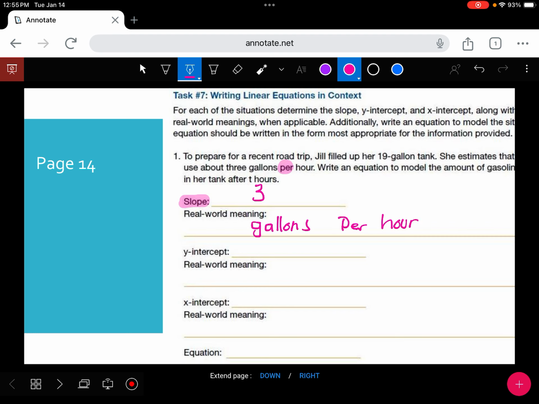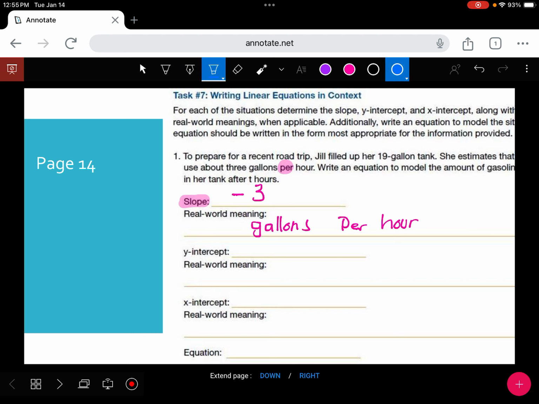Is she going to gain 3 gallons per hour, or is she losing 3 gallons per hour? Losing. She's using that. She's like spending it on miles. So is it going to be a positive 3 or is it going to be a negative 3? Negative. Because she loses 3 gallons per hour. So when it comes time to write an equation, that's going to be an important piece for us.